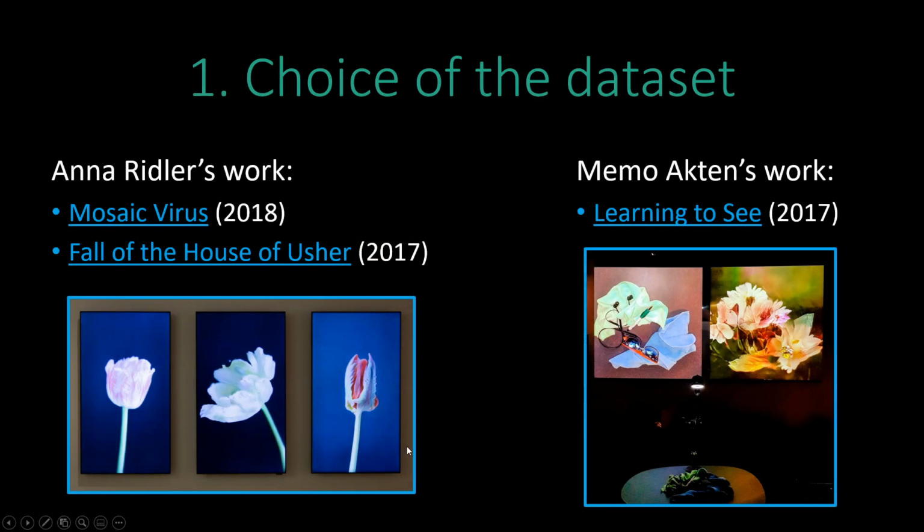The same applies to this other project with the tulips, Mosaic Virus, where she was, I think, using the progressive growing GAN, but on a dataset that is very painstakingly collected over a lot of months of collecting tulips and then making pictures of them and sampling the samples which would fit into the dataset and throwing away the ones which wouldn't. So I think that's a good example of artworks which are focusing on the dataset curation.